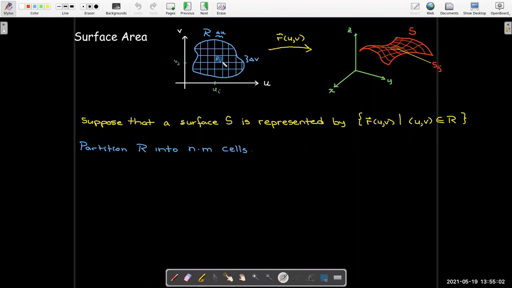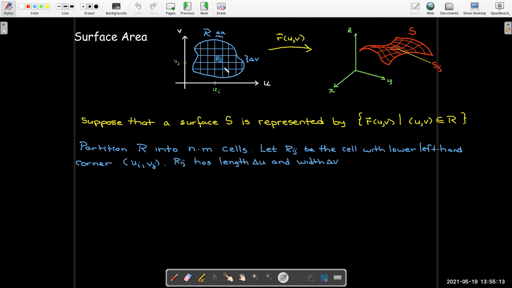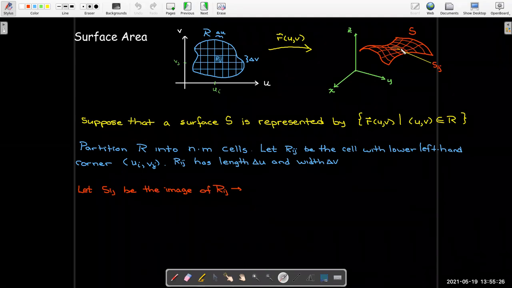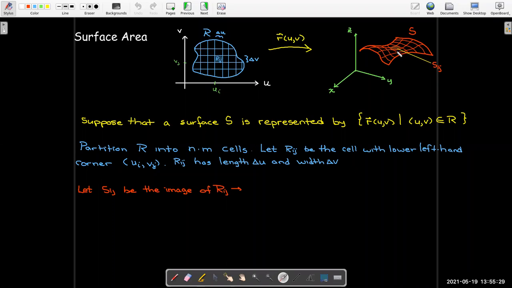We're going to call R sub ij the cell whose lower left-hand corner is U sub i and V sub j. Again, its length is delta U by delta V. And we're going to call S sub ij the image of R sub ij. So this patch over here on our surface is the image of that cell in the UV plane. And we want to get an estimate for the area of that patch.